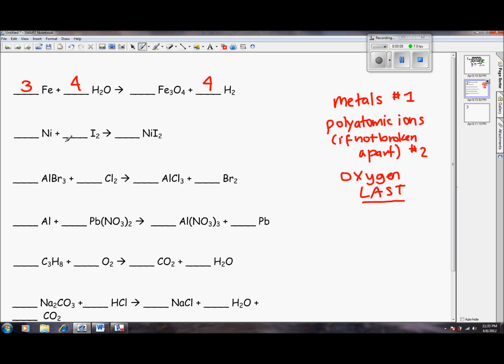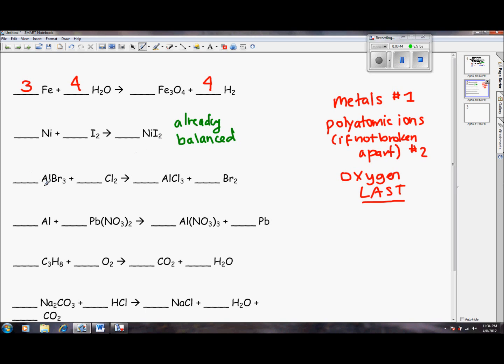Okay, next example. I have nickel and iodine to make nickel 2 iodide. So metals first, 1 Ni, 1 Ni, 2 I's, 2 I's. Okay. If you run across an equation, sometimes the initial equations, when you simply write out the reactants and the products, end up what we call already balanced. If you run across an equation that doesn't need any balancing, don't just skip it or ignore it. Just put already balanced next to the equation and you're done.